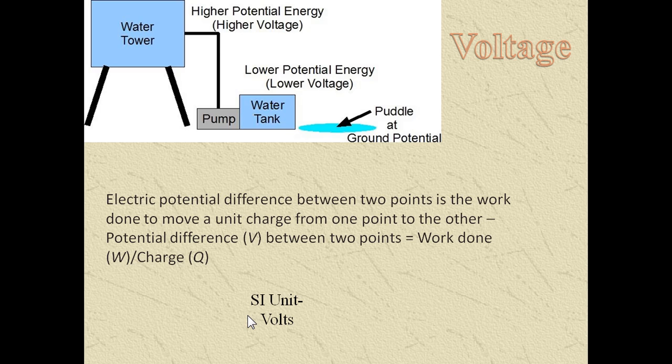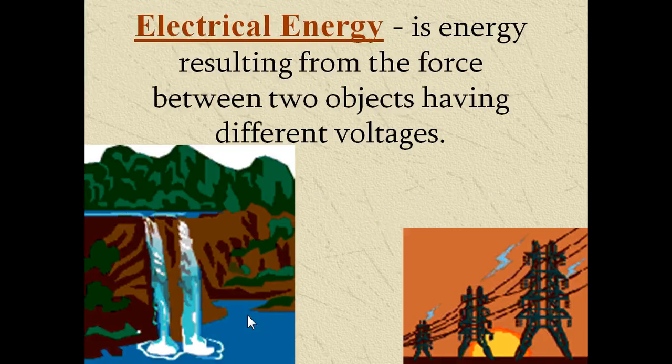Similarly, there must be some potential difference between two points, and the electrical potential difference between two points is just the work done to move a unit charge from one point to the other. So it is the ratio of W divided by Q. Its SI unit is volt, which is named after the scientist Alessandro Volta, an Italian physicist.